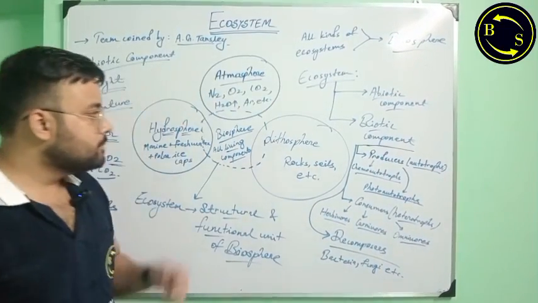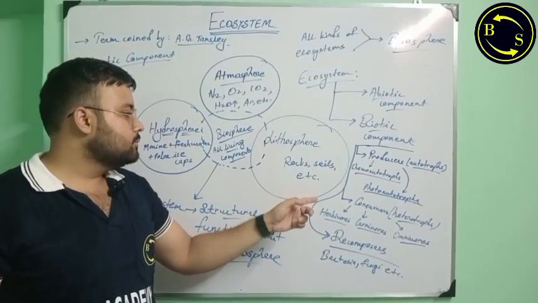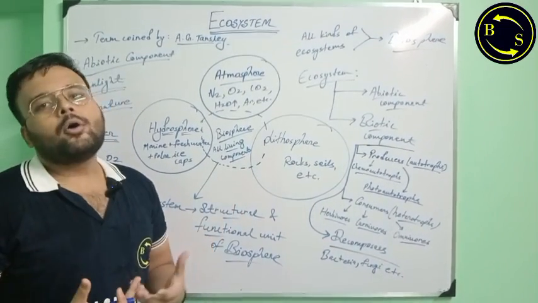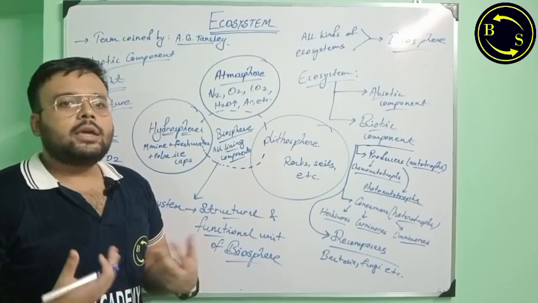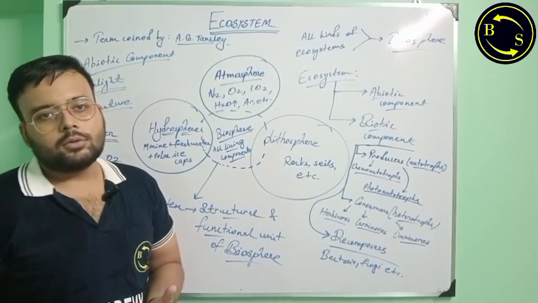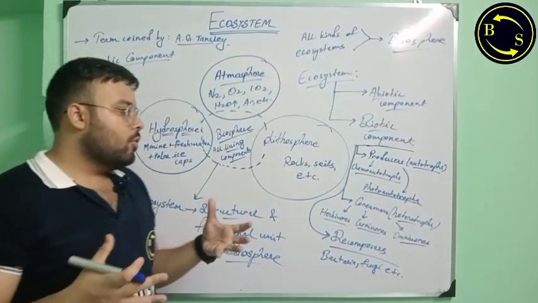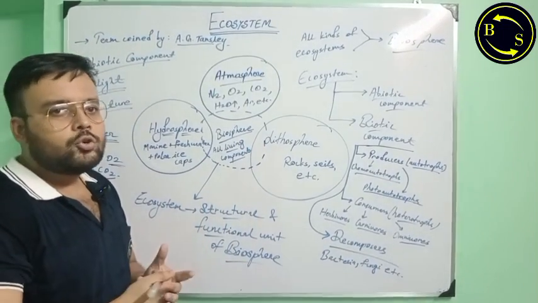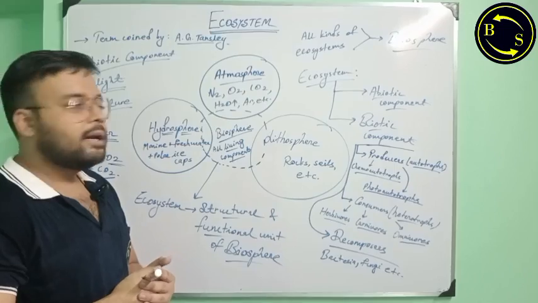Now, what happens? Producers and consumers all build up a biomass. We eat and we increase our mass. So we trap essential vitamins, minerals, nutrients and energy inside our bodies.